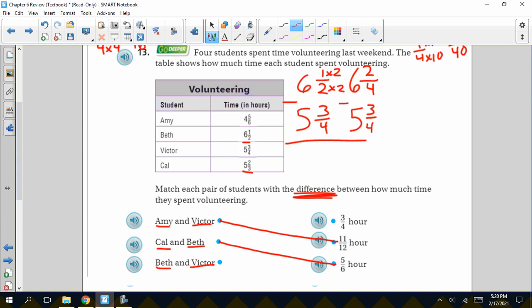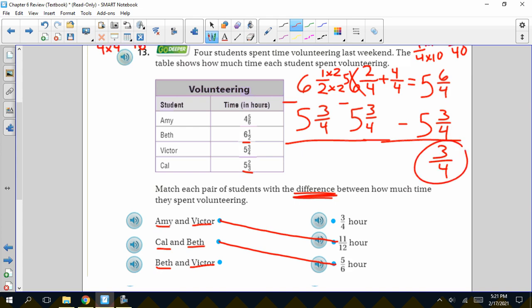Again, 2/4 minus 3/4 can't do. So we borrow from the 6, make it a 5. Add 4/4 because that's the common denominator. That gives us 5 6/4 minus 5 3/4. 6/4 minus 3/4 is 3/4. 5 minus 5 is 0. 3/4 is our answer. And Beth and Victor worked the difference of 3/4 of an hour.